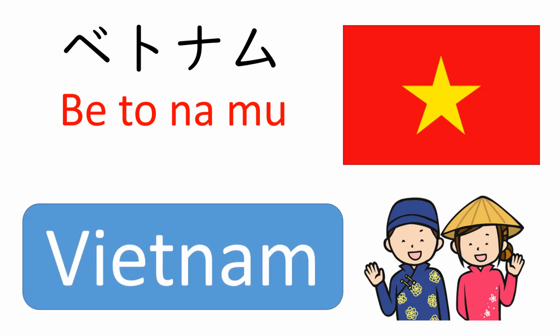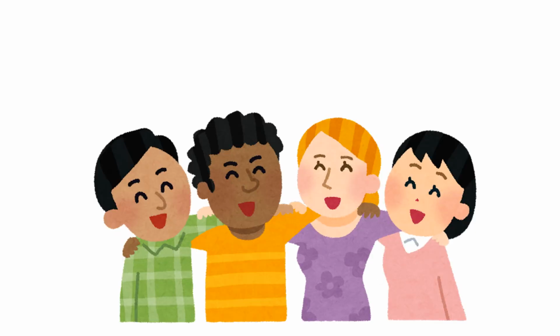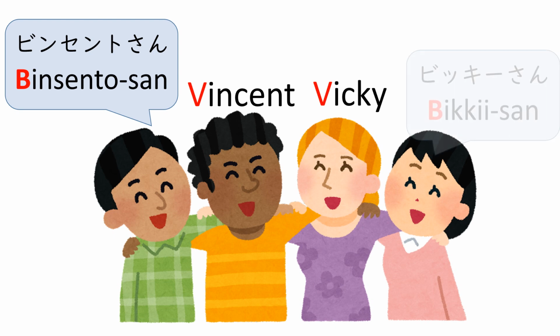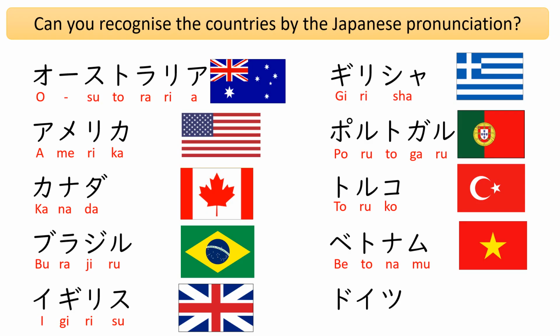English name Vietnam starts with V sound, but there is no V sound in Japanese. Therefore, it is pronounced Betonamu in Japanese. If your name has V sound, like Vincent or Vicky, then how do Japanese people call you? Yes, Binsento-san and Bikki-san. The last one is ドイツ。何ですか?